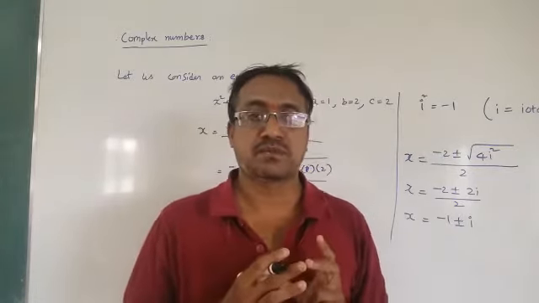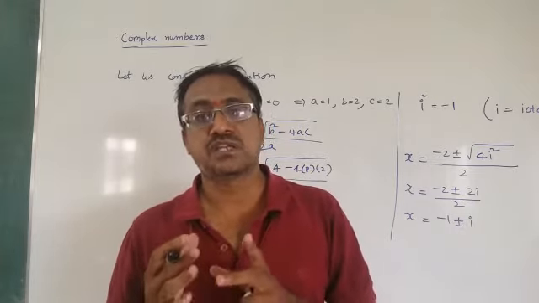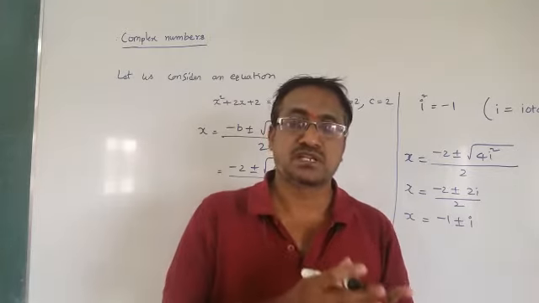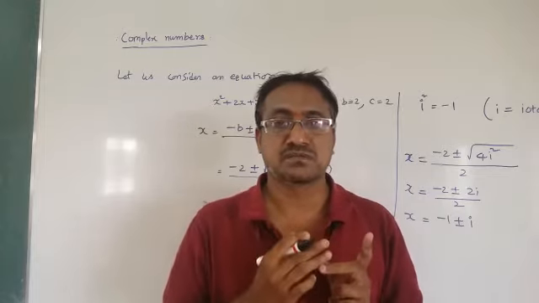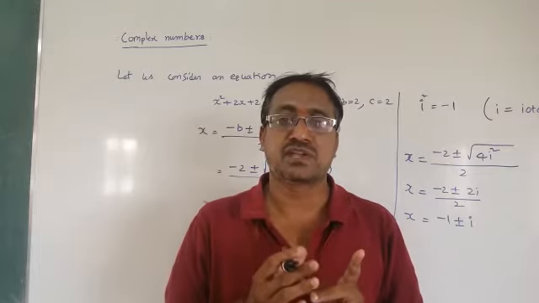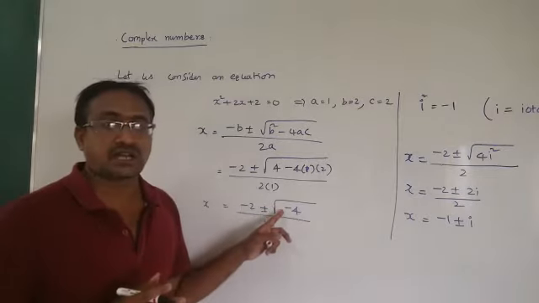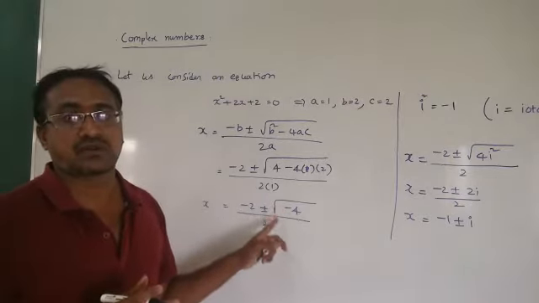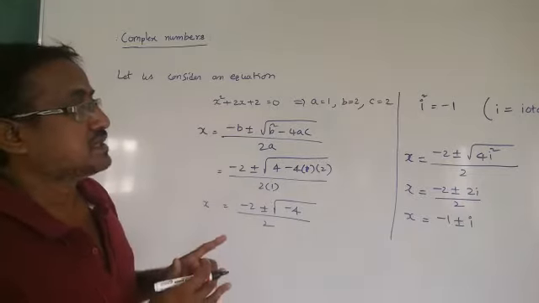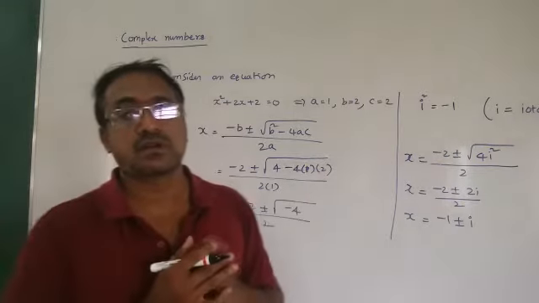Remember that the complex number system is the superset of all number systems. It arises when the real numbers fail to give the result. Now clearly you can see here you cannot write it as a real number. Root over minus 4 is not defined. In this situation we use i square is equal to minus 1.